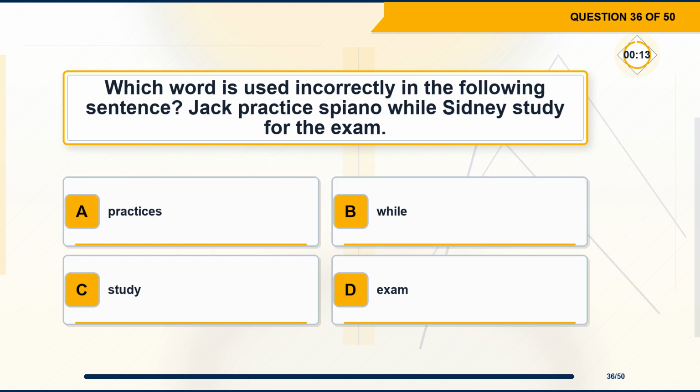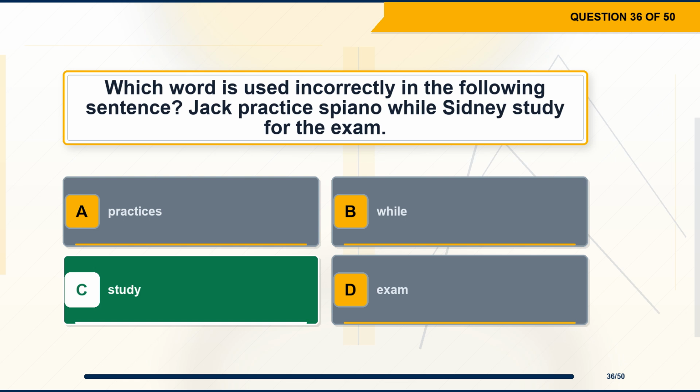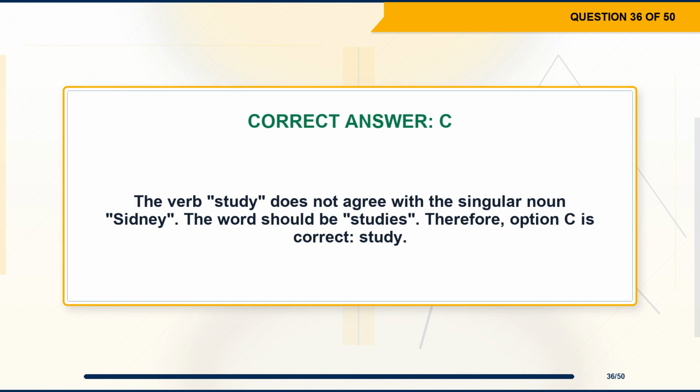Question 36. Which word is used incorrectly in the following sentence? Jack practiced piano while Sydney studied for the exam. Option A, practices. Option B, while. Option C, study. Option D, exam. The correct answer is option C, study. Explanation. The verb study does not agree with the singular noun Sydney. The word should be studies. Therefore, option C is correct, study.